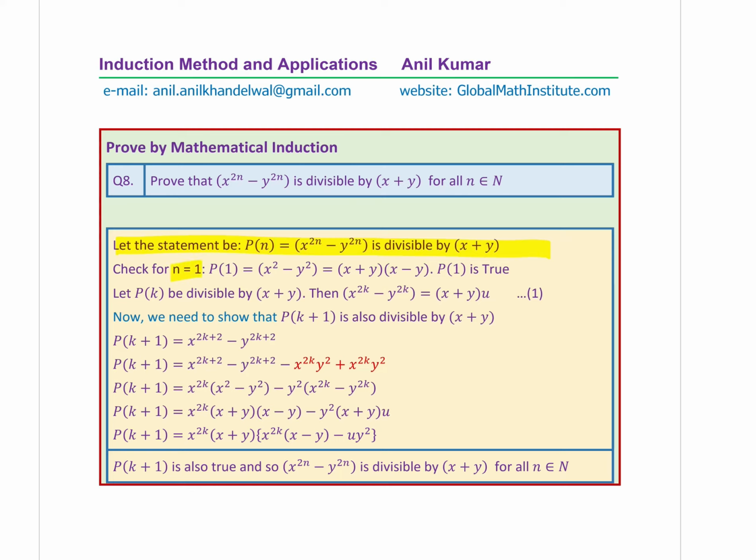Then n equals 1. We get x squared minus y squared, which is x plus y times x minus y, and it is divisible by x plus y. So we have shown that for n equals 1, it works.